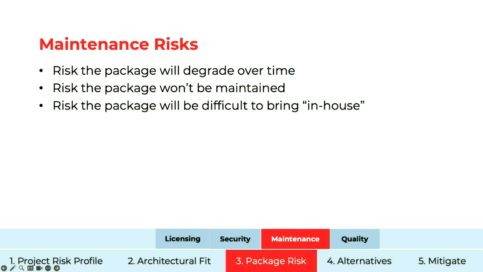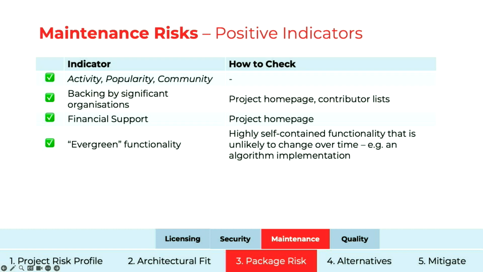So moving on to maintenance risks. This is the risk that a package will degrade over time, that it won't be maintained, that it'll be difficult to bring in-house if it does fall out of maintenance. Activity, popularity, and community are really important points here. I'm not going to go over them again, but basically if a package is actively maintained and popular and has a great community, then there is far less risk that it will not be maintained in the long term.